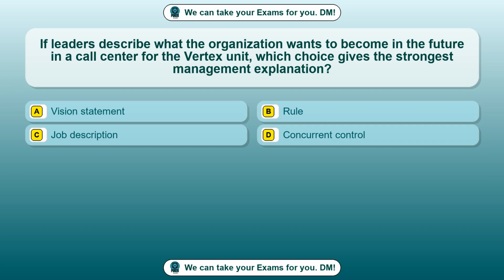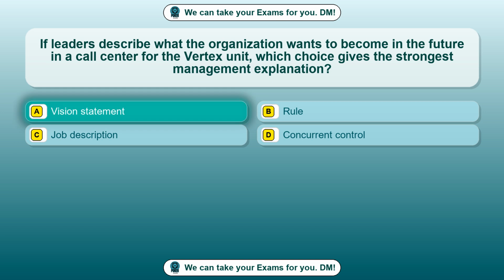Question 96. If leaders describe what the organization wants to become in the future in a call center for the Vertex unit, which choice gives the strongest management explanation? Option A, vision statement. Option B, role. Option C, job description. Option D, concurrent control. The correct answer is option A, vision statement.